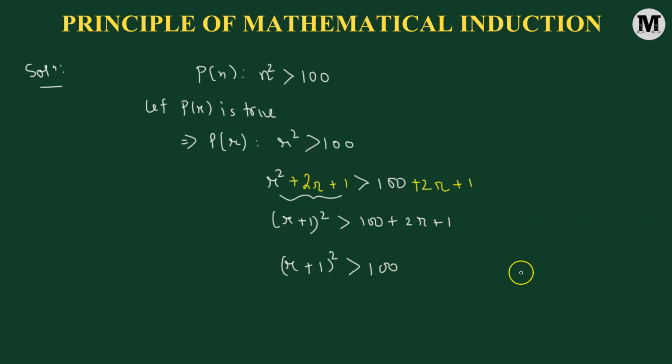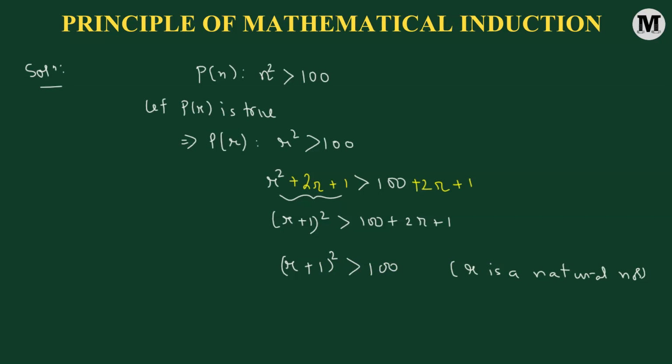Now here we have to be a little bit careful with the condition that r is a natural number. This is only going to be true for natural numbers, and in the theory of mathematical induction we only deal with natural numbers. If we consider the smallest natural number, which is 1, we have 100 plus 2 times 1 plus 1, which gives us 103. So we're saying that (r+1)² is greater than 103, and since 103 is greater than 100, (r+1)² is greater than 100.